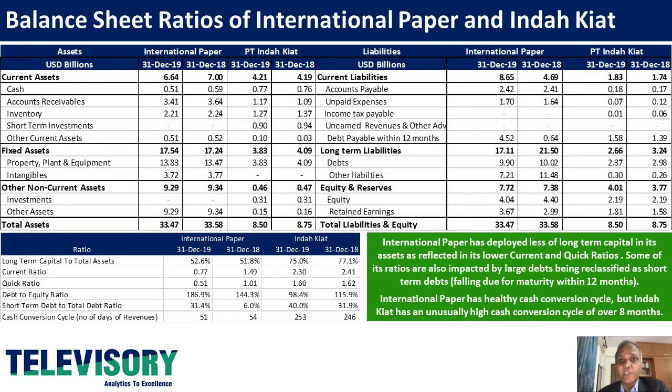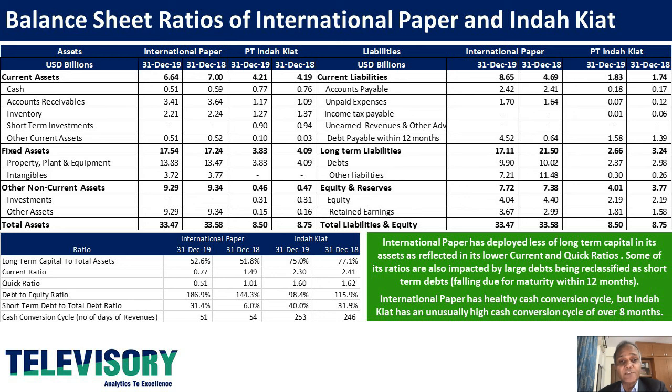We now look at International Paper and Indah Kiat, two major operators in the pulp and paper business globally. International Paper is amongst the largest in the world. Now here we see long-term capital to total assets, and International Paper actually has a smaller proportion of long-term capital to total assets versus Indah Kiat, but it has again a small current ratio reflective of its dominant market position.